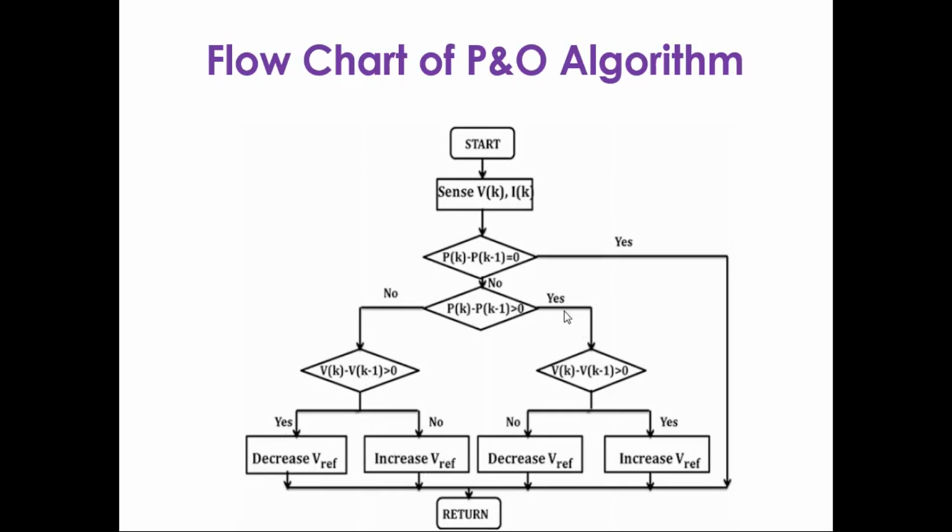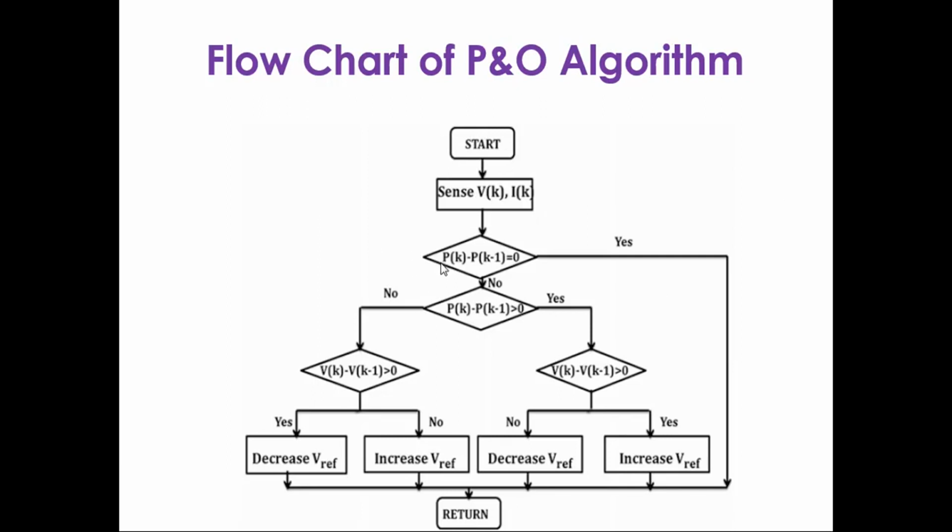If you go back over here, if it is yes, then Vk minus 1 greater than 0. If it is yes, then we can decrease the reference. In this case, if it is no, then we can decrease the reference. Similarly, we can increase the reference voltage, and then the algorithm returns to its original state. So this loop will rotate every time the climatic condition changes.